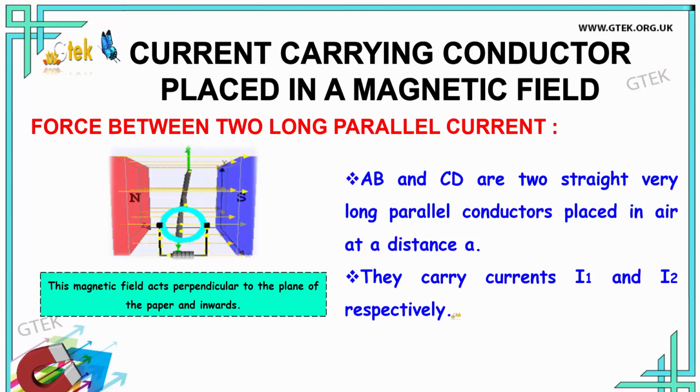Now let us see about the force between two long parallel currents. AB and CD are two straight, very long parallel conductors placed in the air at a distance A. They carry currents I1 and I2 respectively. So here a magnetic field acts perpendicular to the plane of the paper and inwards.